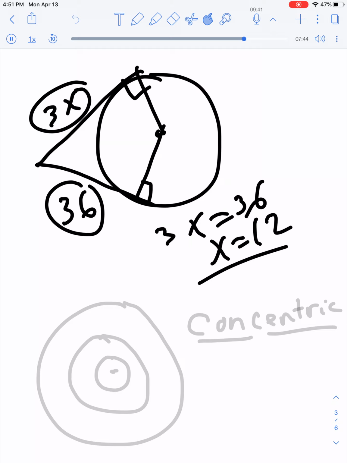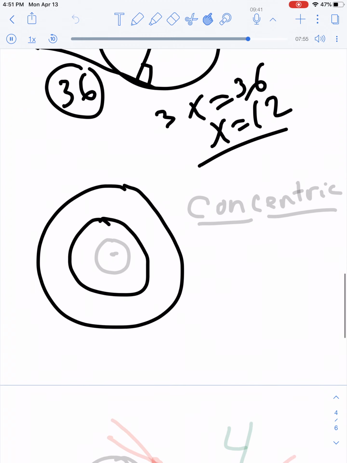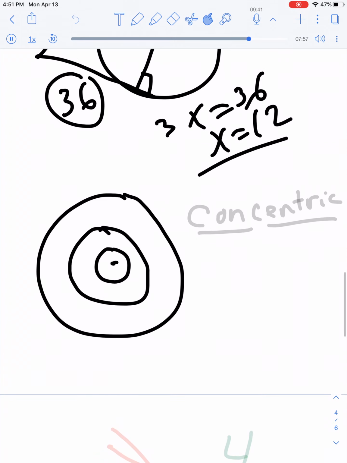Now, a couple other things, vocabulary-wise, in this section, is what's called concentric circles. If we have a circle there, a circle here, and a circle here, they all have the same center. So concentric circles all have the same exact center. Concentric. Con means with, centric means center, so with the same center. Those would be called concentric circles.